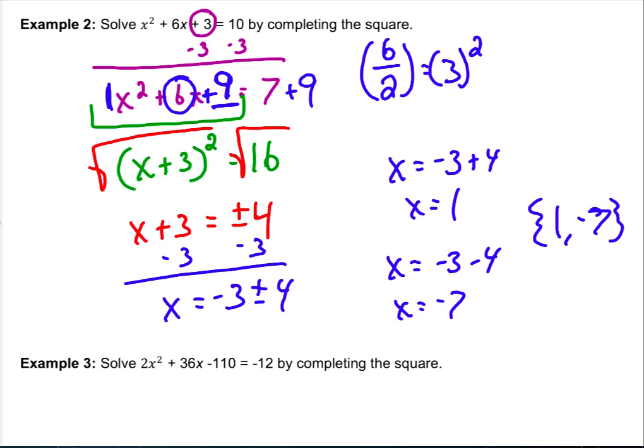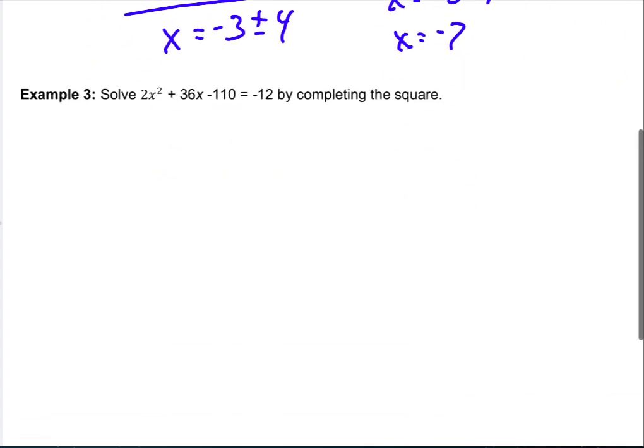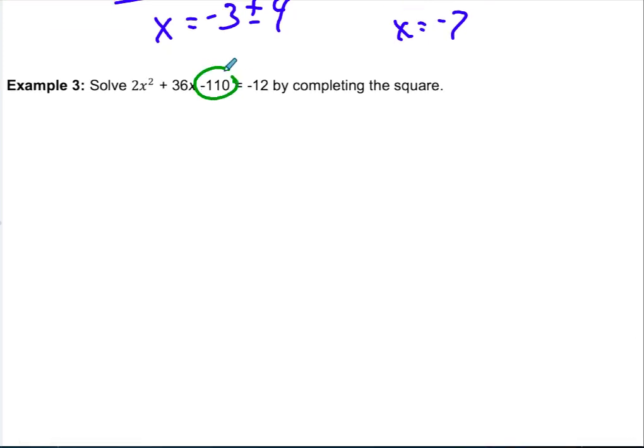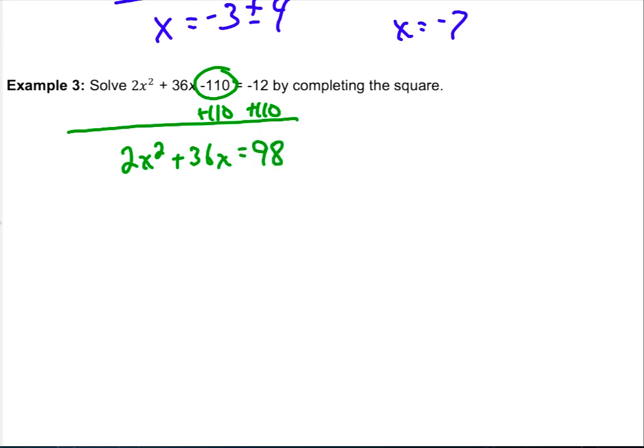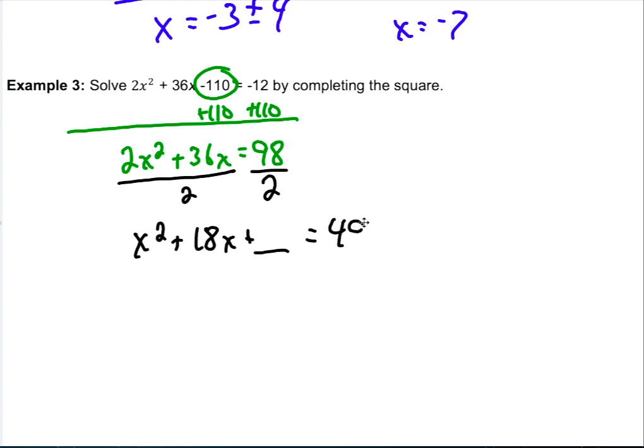Okay? All right. Last example. Okay? So first thing we do is get rid of that constant. So I'm going to add 110 to both sides. And I get 2x squared plus 36x is equal to 98. I want to get my x squared by itself, so I'm going to divide everything by 2. And I could have done that right from the beginning if I wanted to. And I get x squared plus 18x is equal to 49.